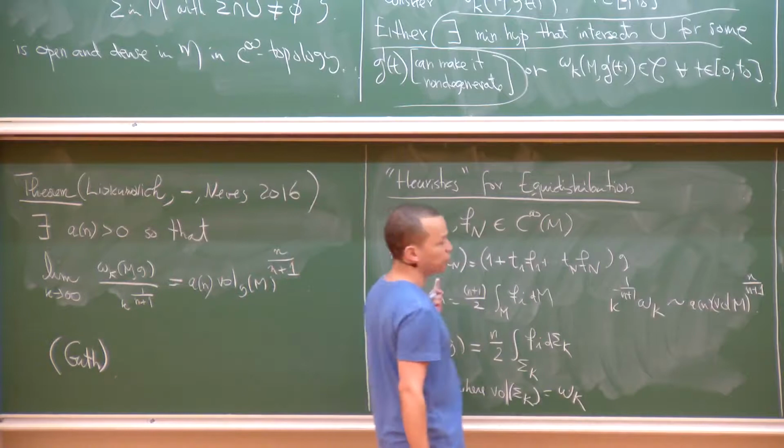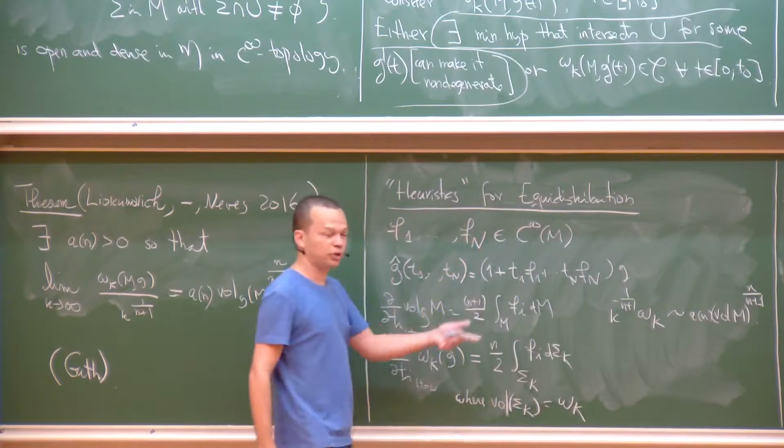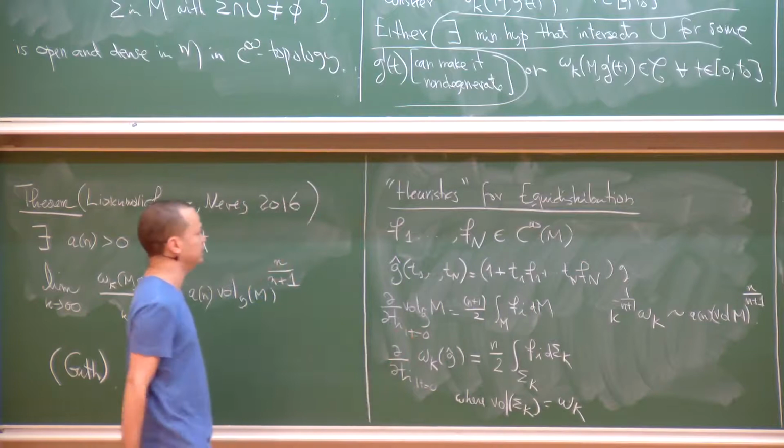So we actually use some transversality results. The function ω_k is only Lipschitz, so you cannot say that it's differentiable everywhere. It's differentiable only almost everywhere. So we need to use Smale's transversality theorem. You can see that in the paper.